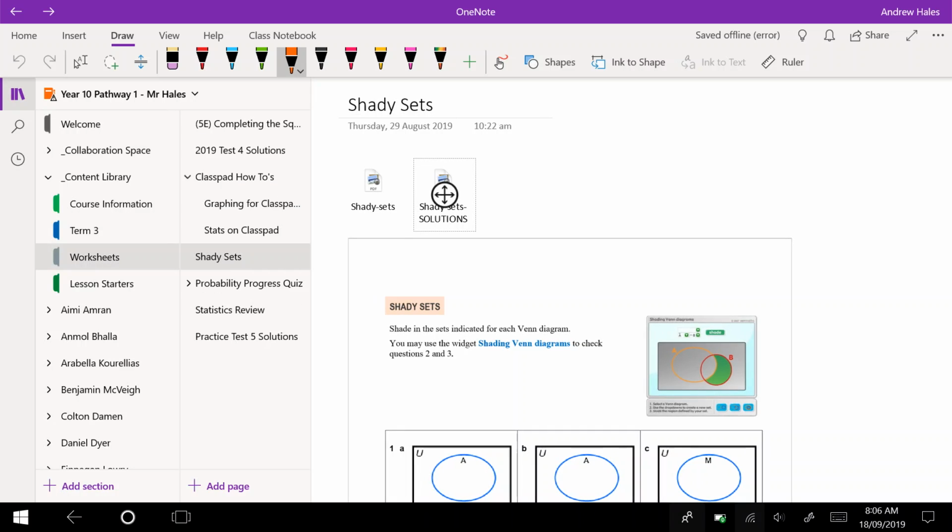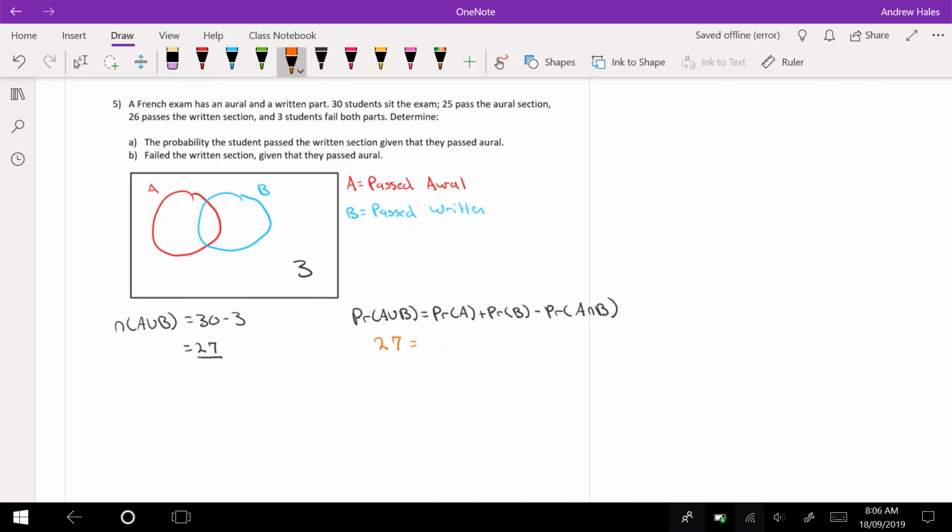Oh, sorry, guys. 25 passed the oral. Okay. 26 passed the written section. And then we need to take away what's in them both. So 27 is equal to 51, take away the intersection. So 24 is equal to the intersection. So if 24 is equal to the intersection, we chuck that in the middle there.